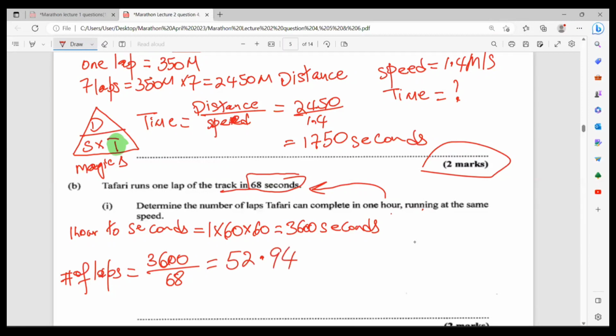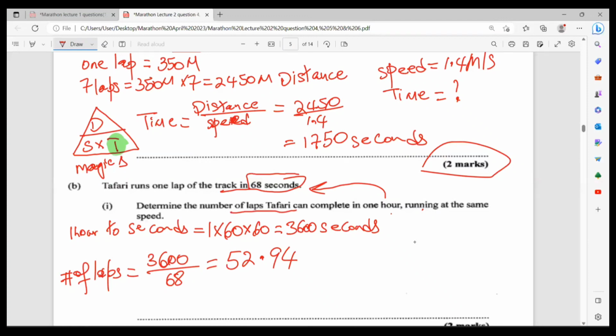52.9. 53, sir. You see that? 52 laps. 52 laps, very good, sir. All right, very good that everybody's talking. Now you're going to have to read the question within a context. Determine the number of laps. This is not a joke thing, you know.